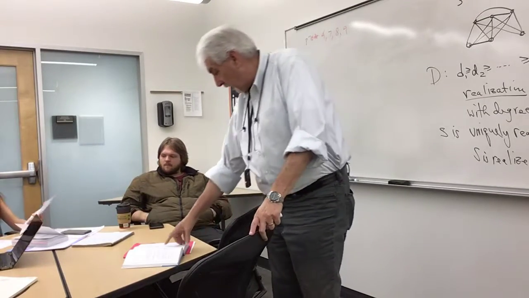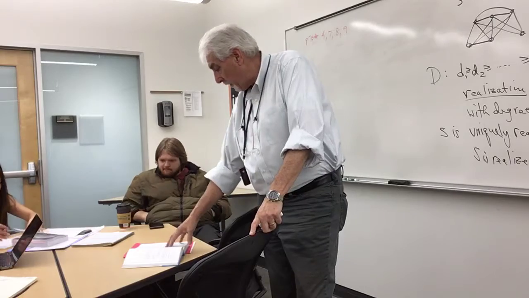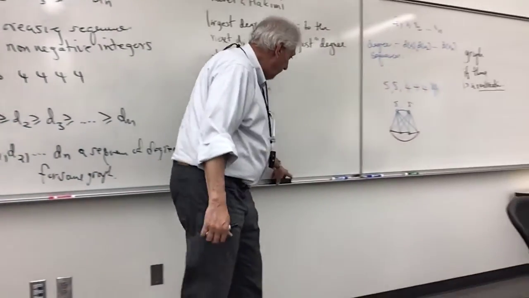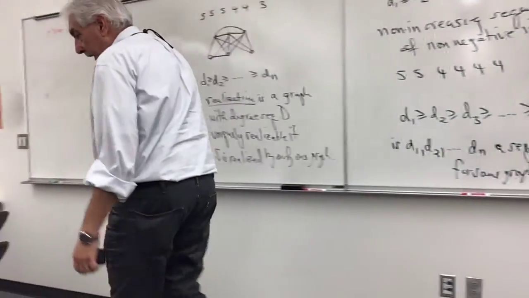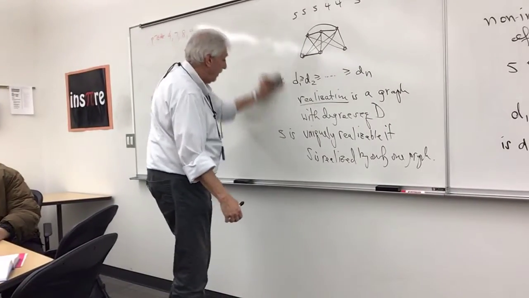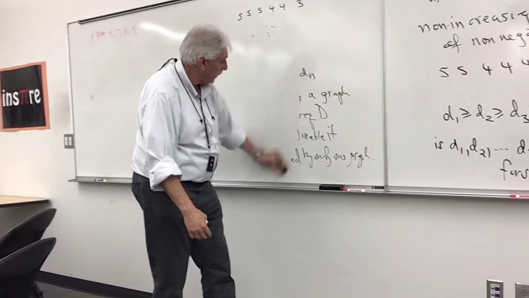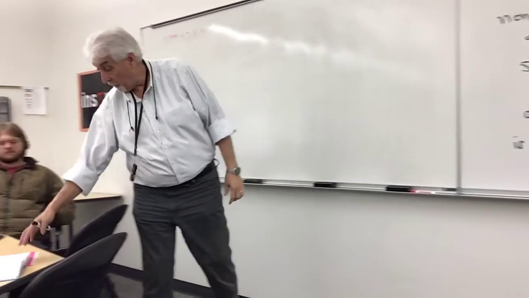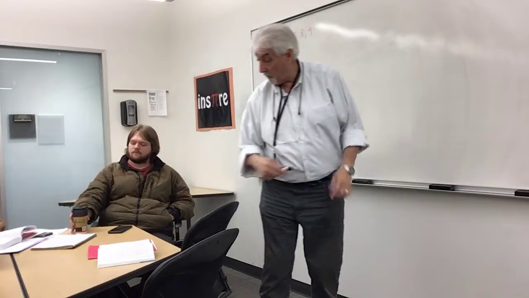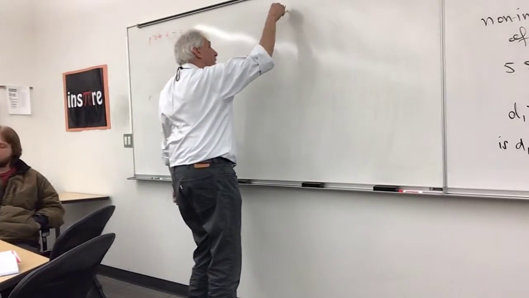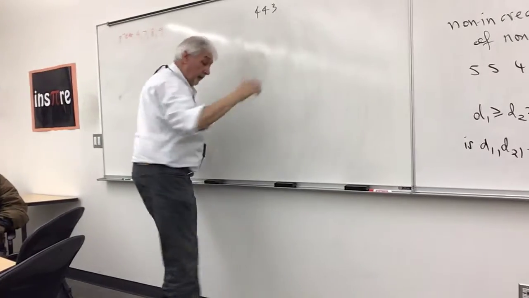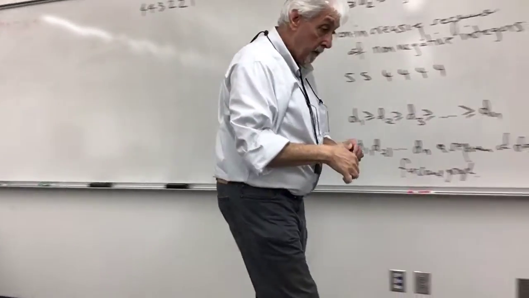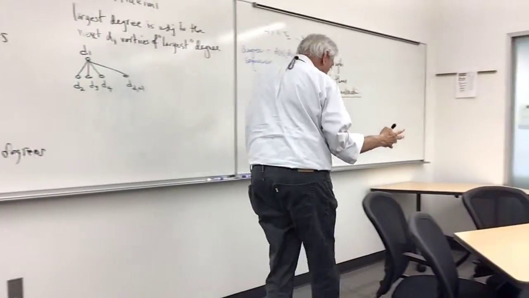Let's look on page 85, example 2.5.9, and then we'll come back to 2.5.8. You're going to stop me when you don't understand something and ask. Okay, 2.5.9: 4, 4, 3, 2, 2, 1. Notice it's non-increasing, and they're positive integers.